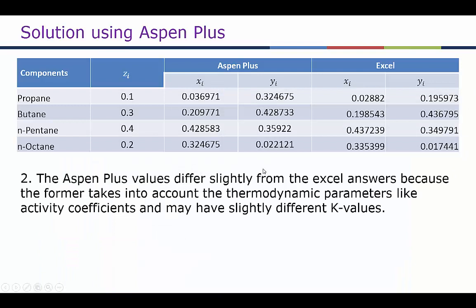If we compare the two answers, we can see that propane is 0.036, whereas Excel predicted only 0.028. Likewise, others are slightly different as well. So the slight difference between the Excel answer and the Aspen Plus answer is because of the activity coefficients, which were not built into the Excel simulation that we had. And of course, because activity coefficient also affects the K value, then naturally the K values that we were given will be affected as well.